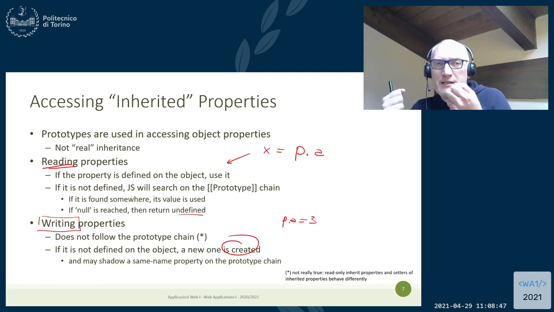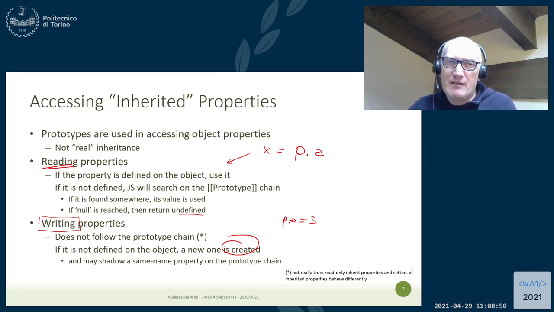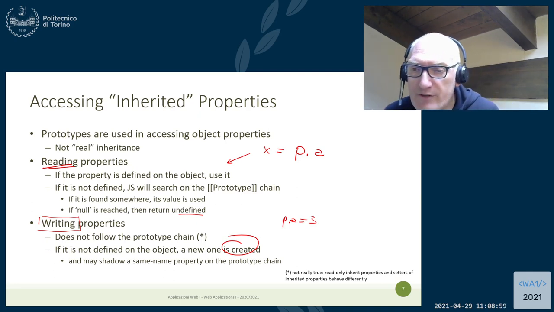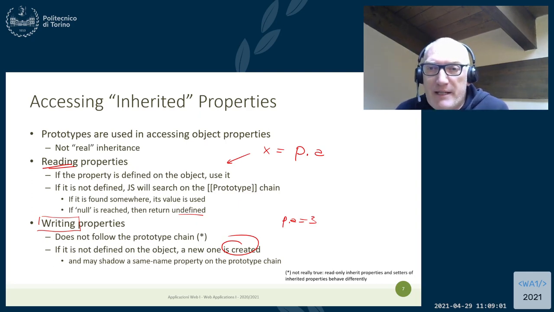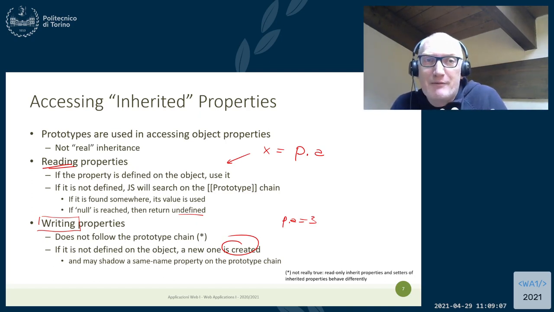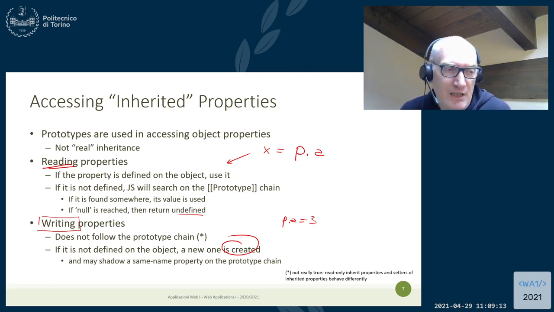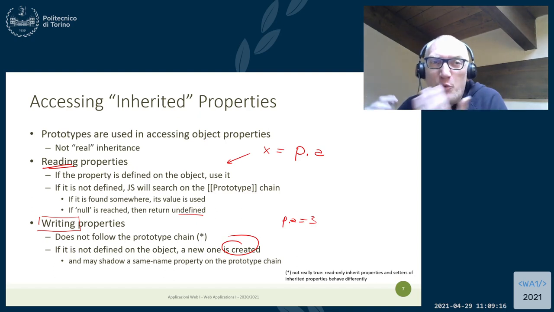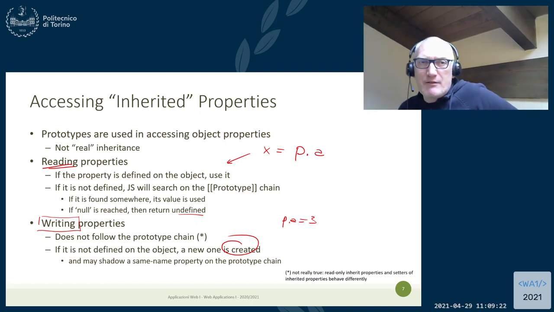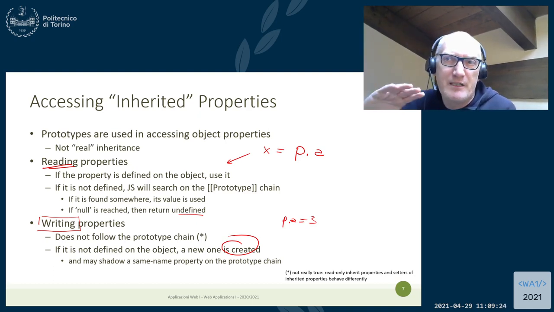Okay, so when I'm reading, I follow the search chain. When I'm writing, I'm creating new properties every time, and so I'm sort of hiding possible other properties with the same name from other objects. So this is the basic mechanism by which we are inheriting properties in a read-only way, I would say, because when I try to modify them, I'm already making a different copy. I'm making a copy without checking if there is another name. Okay, so if there is already an upper name and I write it locally, the upper name is hidden, is shadowed without any warning.